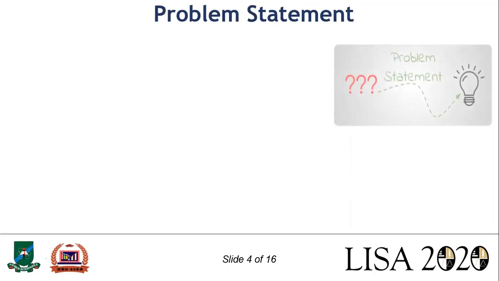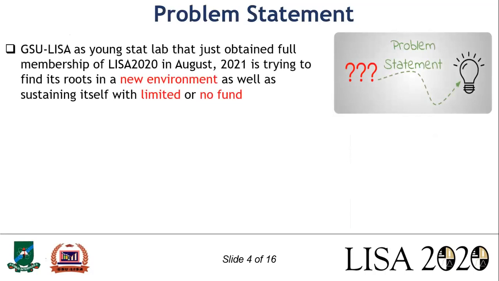Problem statement. The problem statement that I would like to emphasize here is that GSU-LISA is a young statistical laboratory that just obtained its full membership of LISA 2020 in August 2021 and is trying to find its roots in its new environment as well as sustain itself with limited or no funds.